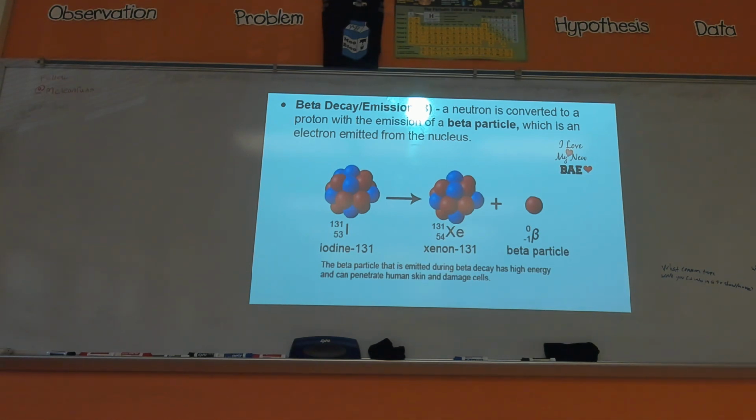Now, when I said in the last slide, when you have an equation like this, what's on the left side has to equal what's on the right side.